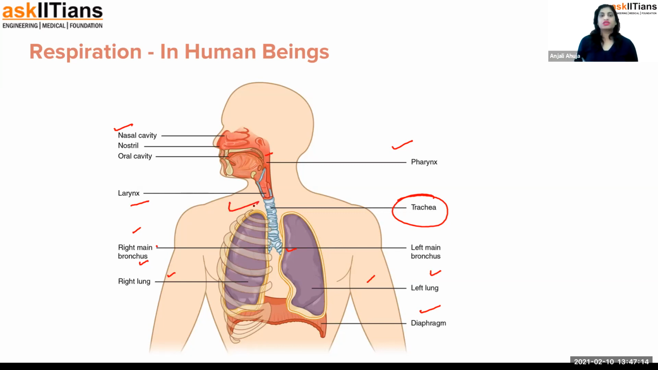This is the rib cage. The lungs are protected by the rib cage, and in the rib cage muscles are present. These muscles in the rib cage are known as intercostal muscles.